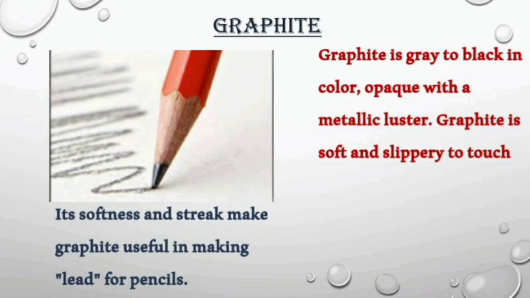Now let's see the next form of carbon, that is graphite. Graphite is grey to black in color. It is opaque with a metallic luster. It's very soft and slippery to touch. Graphite and diamond have different physical properties but same chemical properties because they are made up of carbon atoms. But the arrangement of atoms is different. We know that diamond is hard but graphite is soft, and this softness and streak make graphite useful in making lead for pencils.